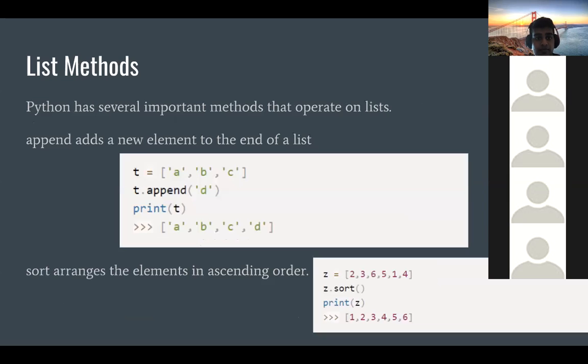Now, here are some list functions. Python has some important methods that operate on lists. Append is one of those. Like we were talking about before, how lists were mutable, this is one of those properties. You can add on to lists. So when I say t.append('d'), it'll take the string value d and add it to the end of this list, getting A, B, C, D. So t will be reassigned when you call this function.